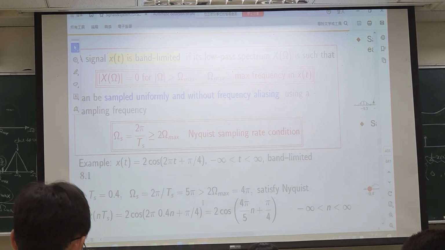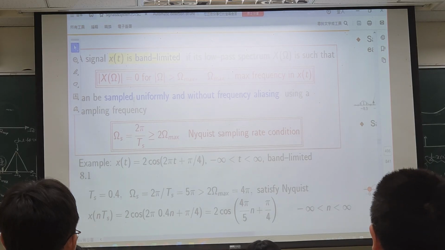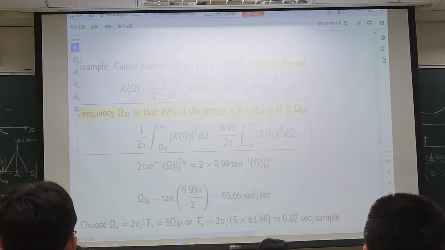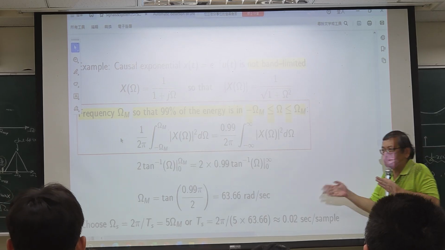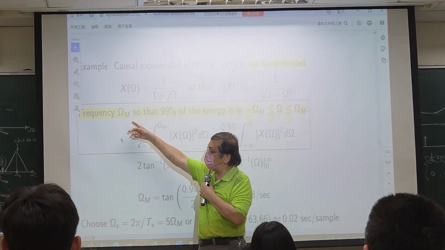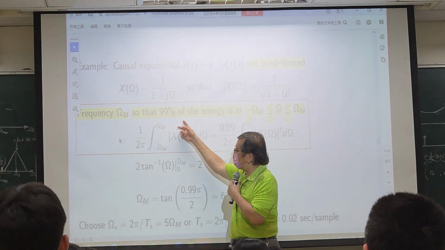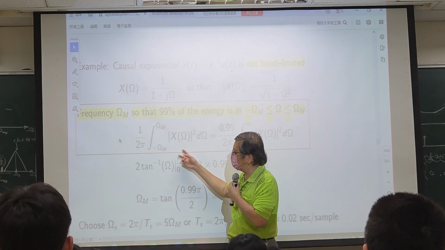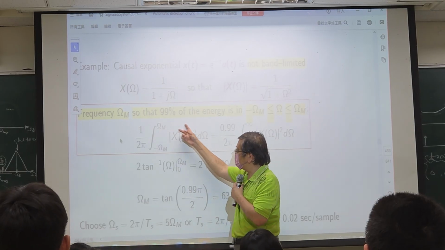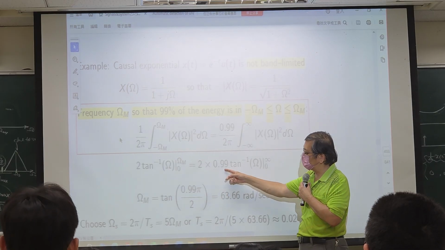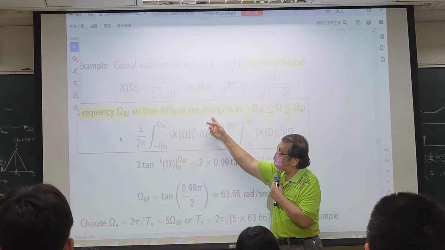But for some cases, your signal is not band limited. If it is not band limited, you want to consider this condition. You have to find your omega N. You have to determine which omega you are going to use to represent the maximum frequency. Then you have to compute in some sense the power, the energy, that is about 99% of the total signal. Okay, there's an example.